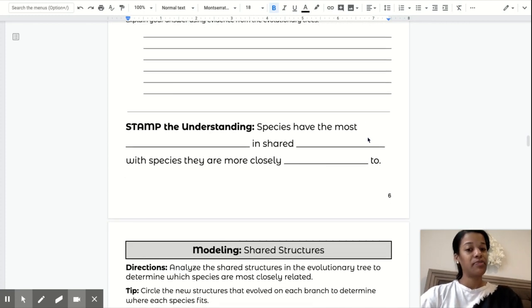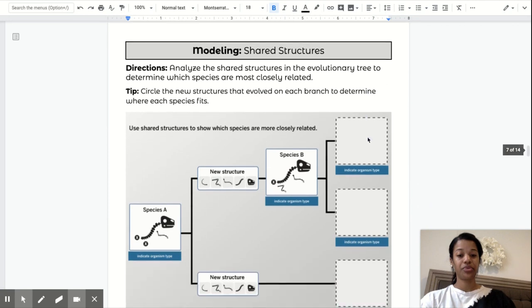Stamping understanding. Species have the most similarities and shared traits with the species they are more closely related to. Okay?